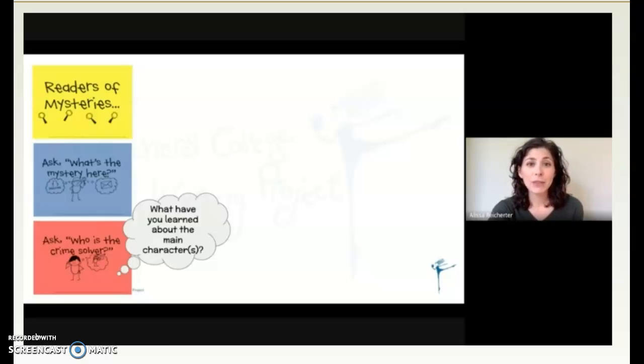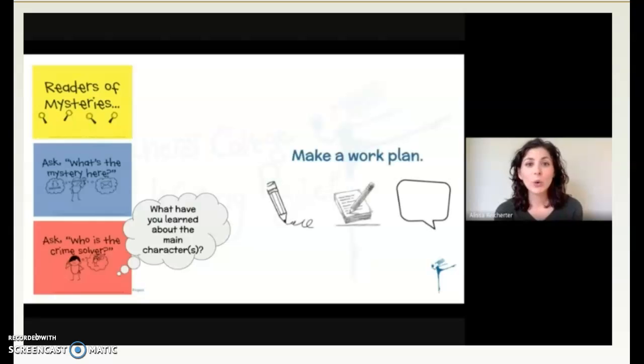So before you head off to reading today, make a quick work plan. Will you be writing about your reading or sketching about your reading? Will you be talking about your reading? No matter what you decide to do, record your thinking so that you and your teacher can keep growing as readers.